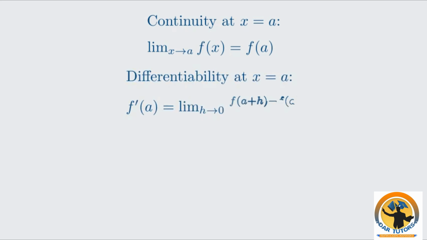A function f is differentiable at x equals a if the limit of the difference quotient exists. This limit, which we call the derivative f prime of a, represents the instantaneous rate of change or the gradient of the tangent line to the curve at that point. Now, let's investigate the connection between these two ideas.